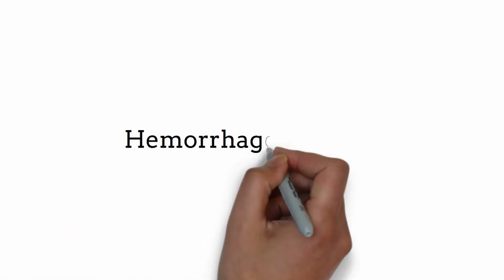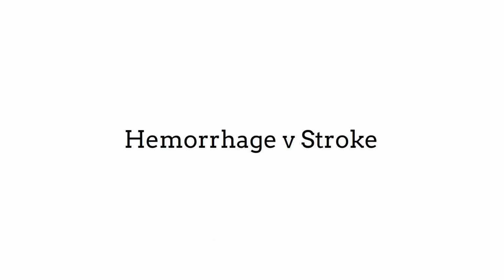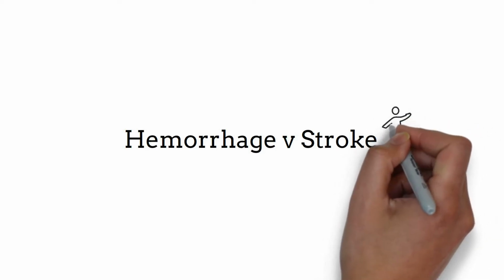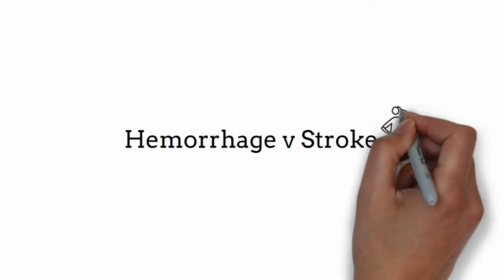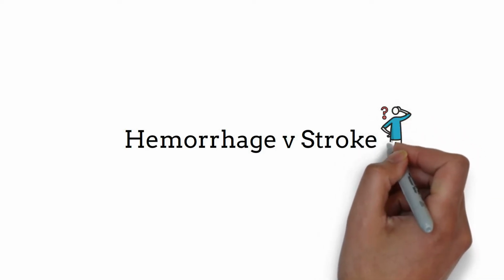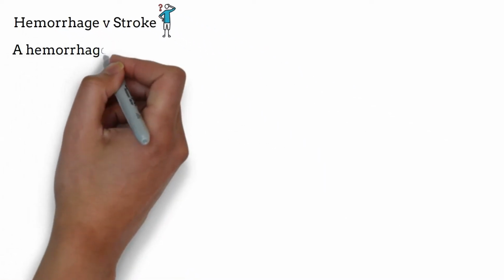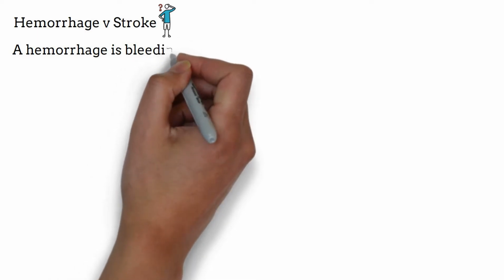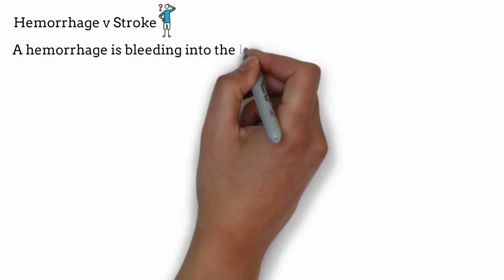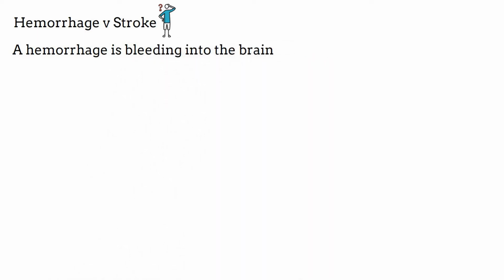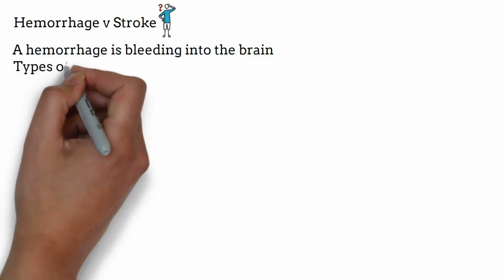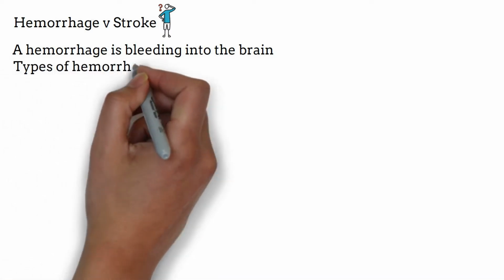This is the video on the difference between a hemorrhage and a stroke. People often confuse a hemorrhage in the brain with a stroke, but these are two separate entities. Let's start with a hemorrhage. A hemorrhage occurs when a blood vessel in the brain ruptures and blood is released. The risks, survival, treatment, and outcomes all depend on the location of the hemorrhage and the size of the hemorrhage.